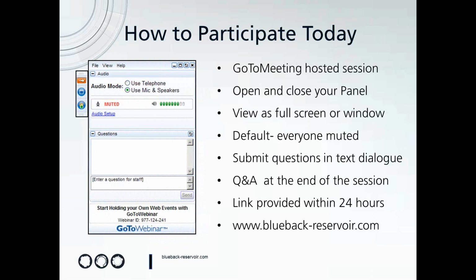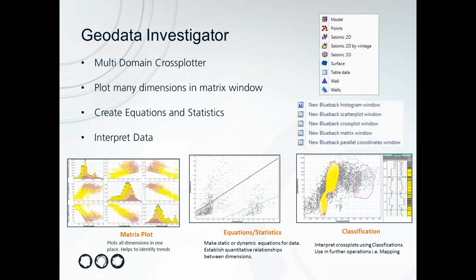But for this afternoon, we're going to focus on the Geodata Investigator, which is our multi-domain cross-plotter for Petrel. Some of the key features in version 2 is you can plot many dimensions in the matrix window. You can create equations and statistics for your data to get a quantitative understanding. And now you can also interpret the data through the crossplots. So here we show all the different data types that we support, and that we add a number of different windows inside of Petrel.